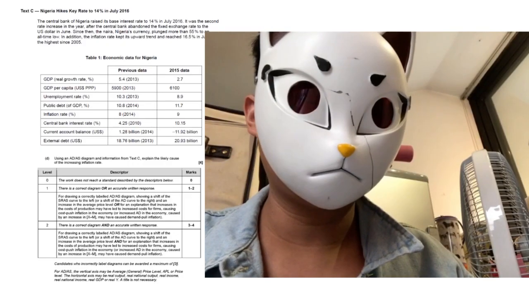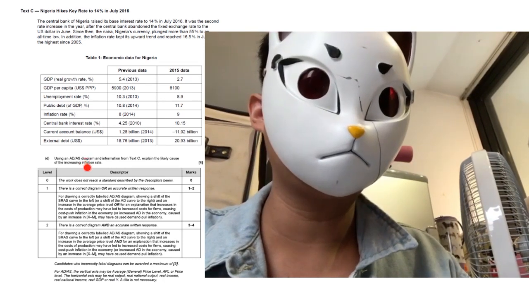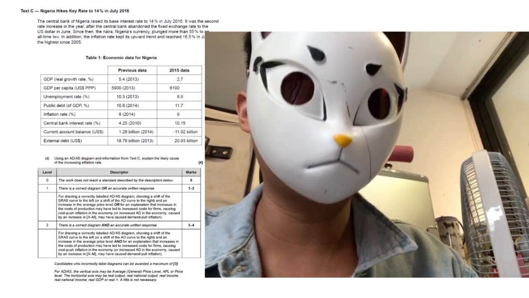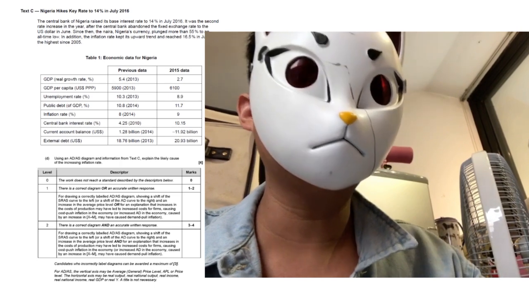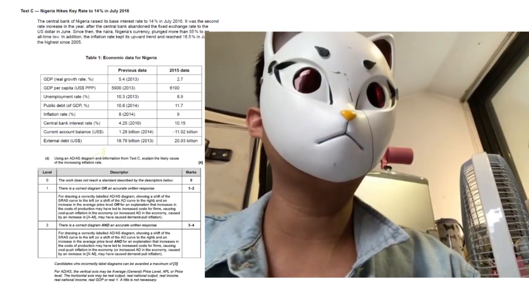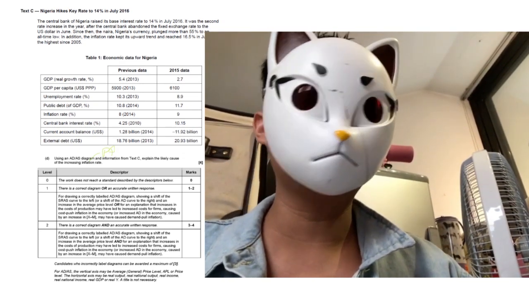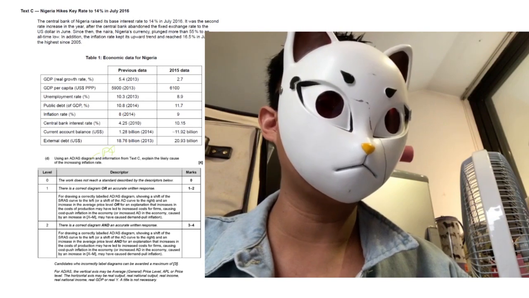Let's go to part D. Okay, now for part D, we have to explain why there is an increase in the inflation rate. So what is the meaning of an increasing inflation rate? I would say that means there is an increase in the price level. There are two situations in which the price level would increase.